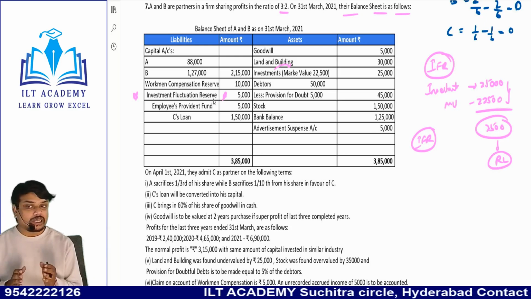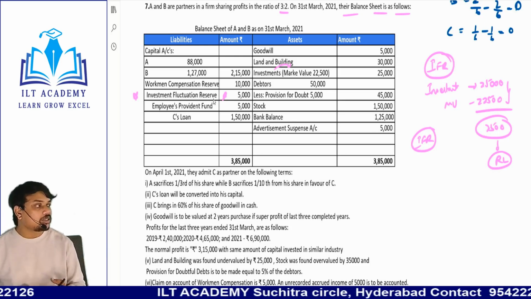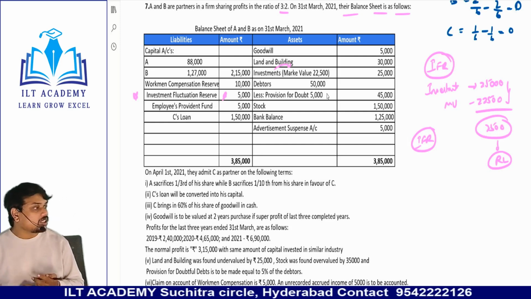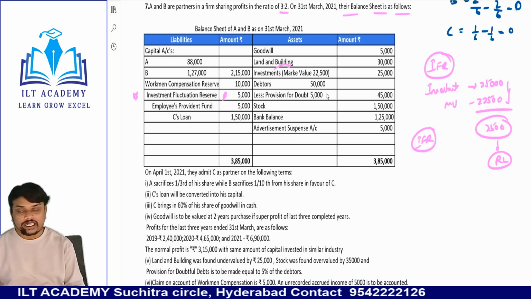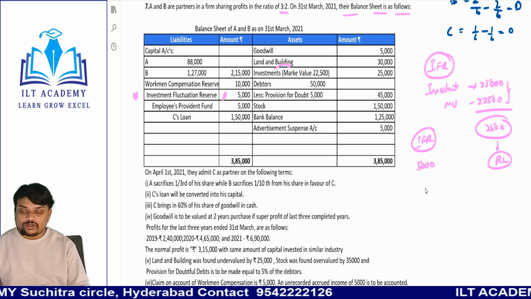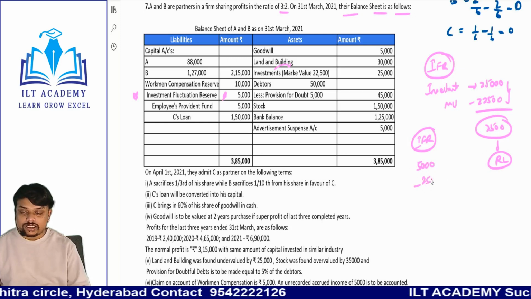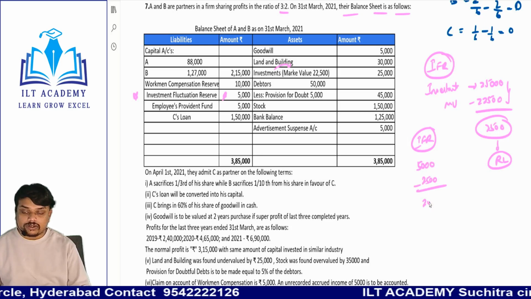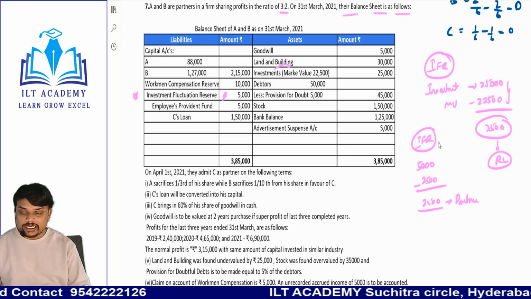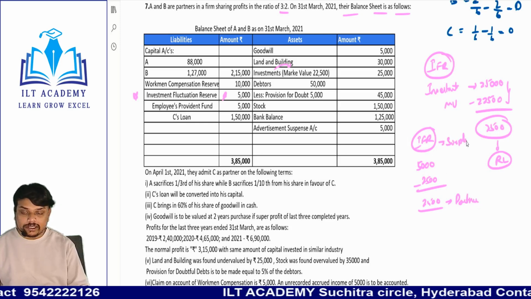This reserve is specifically maintained for what? This fluctuation purpose. Investment is going to fluctuate, with that you might incur a loss. You have assumed that, and that is the reason you have maintained this reserve. In this reserve we are having how much? 5,000. So 5,000 minus 2,500, you can adjust to this loss. So the remaining 2,500 you can distribute among partners. Why? Because reserve में surplus है, surplus in reserve.